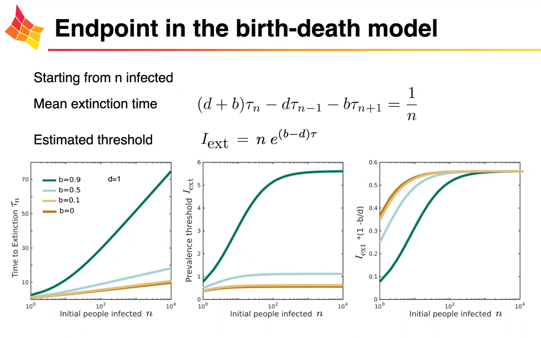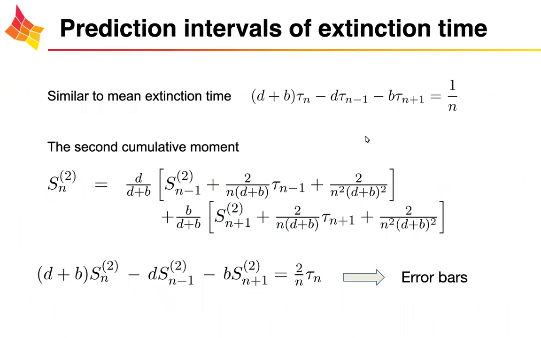And it makes life easier. We have a well-defined value for the threshold based on B and D. We can challenge our model and calculate the error bars and the prediction intervals, similar to the mean field, similar to estimating the mean extinction time.